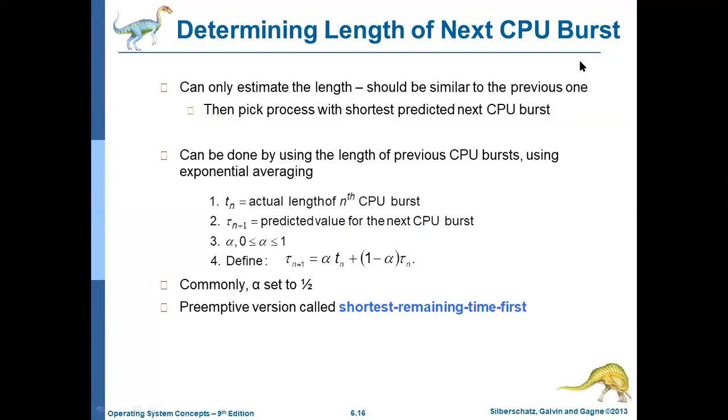First one, FCFS, which is a non-preemptive algorithm. SJF is also a non-preemptive algorithm, whereas SRTF is a preemptive algorithm. Priority may be either preemptive or non-preemptive. Then round robin is a preemptive scheduling algorithm. Then HRRN, highest response ratio, is a non-preemptive scheduling algorithm.